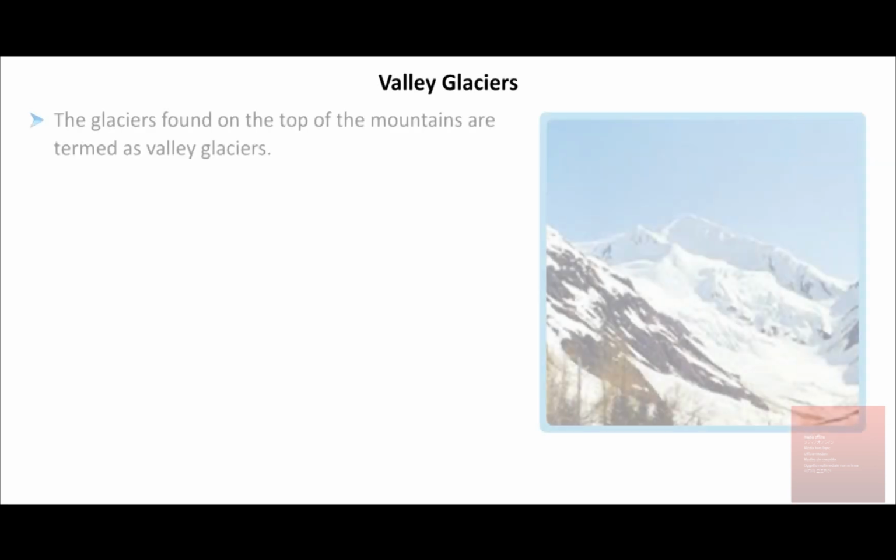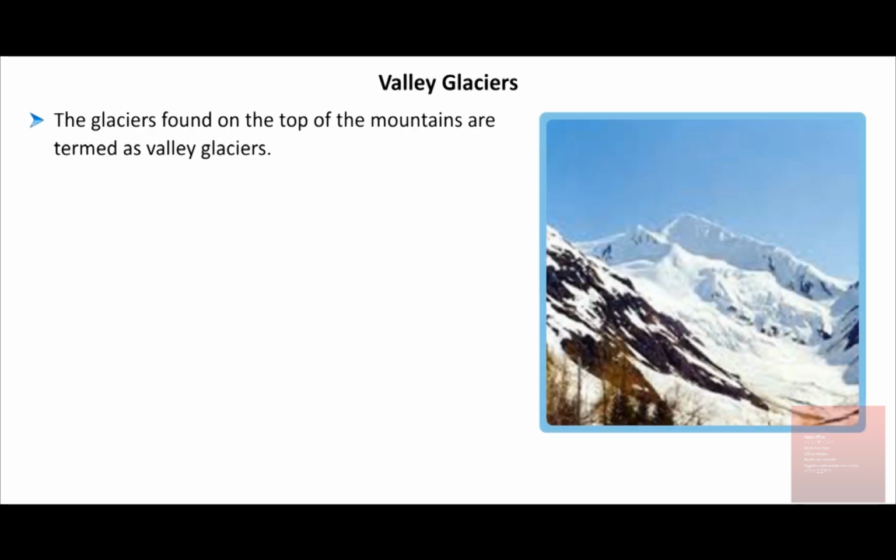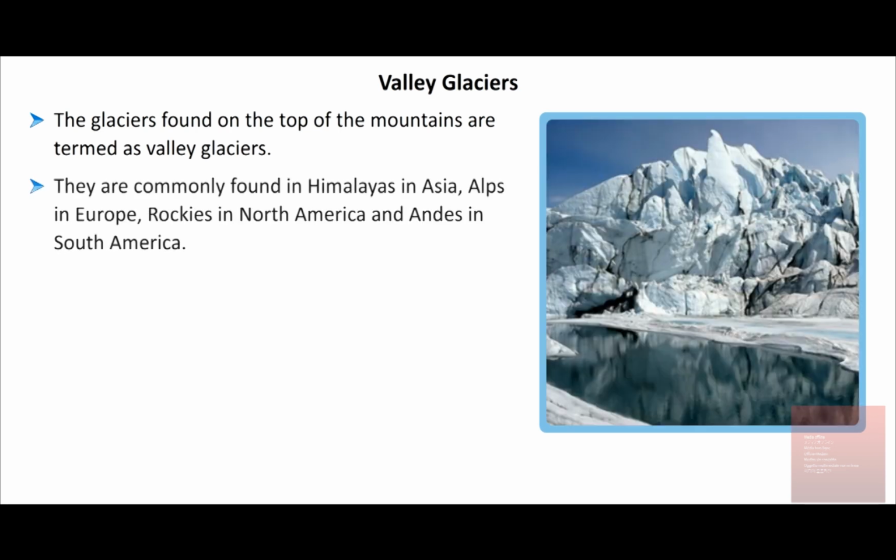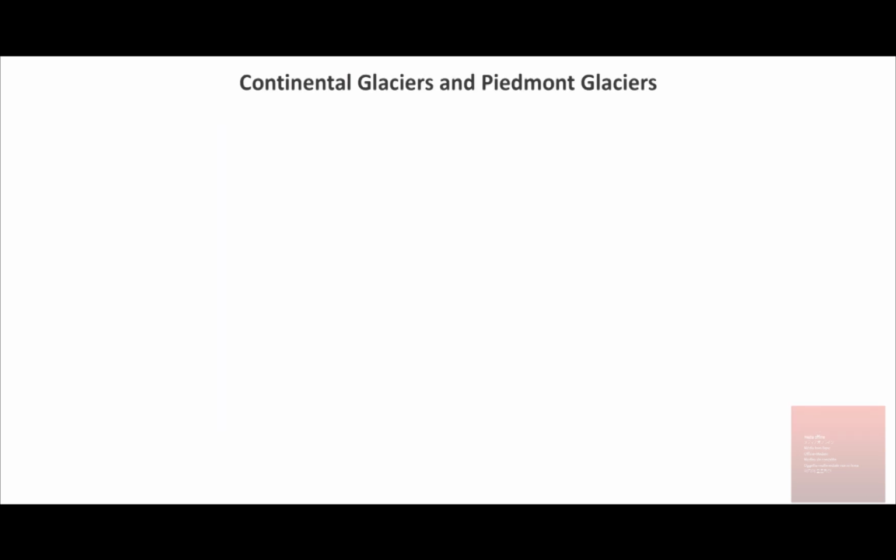Valley glaciers. The glaciers found on the top of the mountains are termed as valley glaciers. They are commonly found in the Himalayas in Asia, Alps in Europe, Rockies in North America, and the Andes in South America. They are also called alpine glaciers. Continental glaciers and Piedmont glaciers.